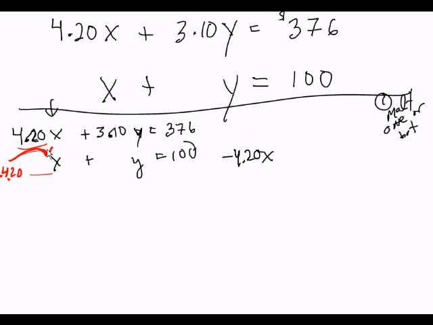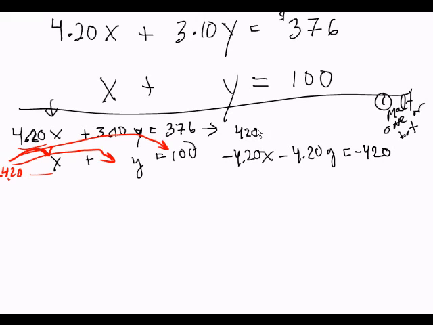Negative 420 times x is negative 420x. Negative 420 times y is negative 420y. And negative 420 times 100 is negative 42,000. Then I still have these. I'm going to just leave it at 420x plus 310y equals 376. So that was step one.